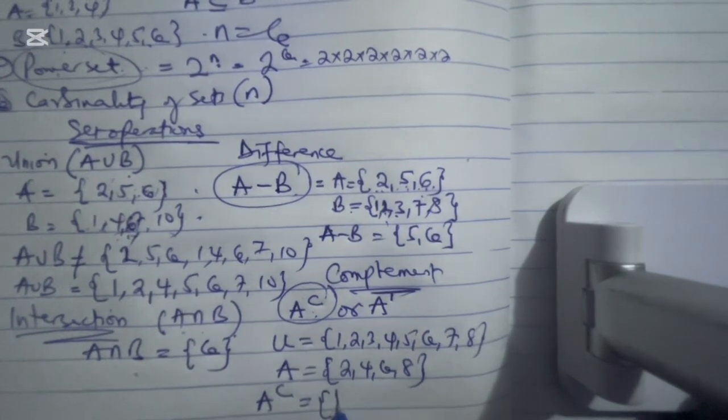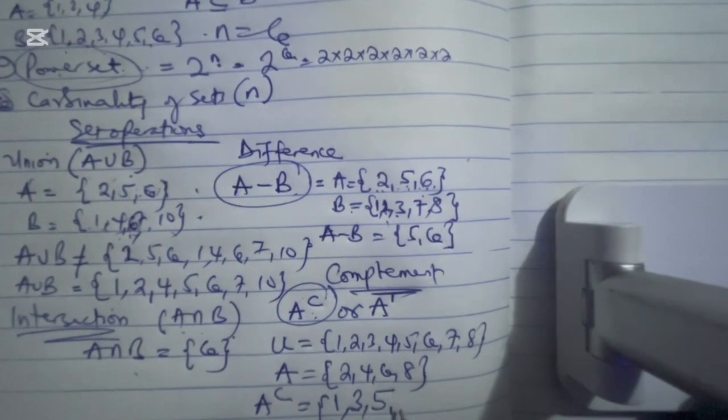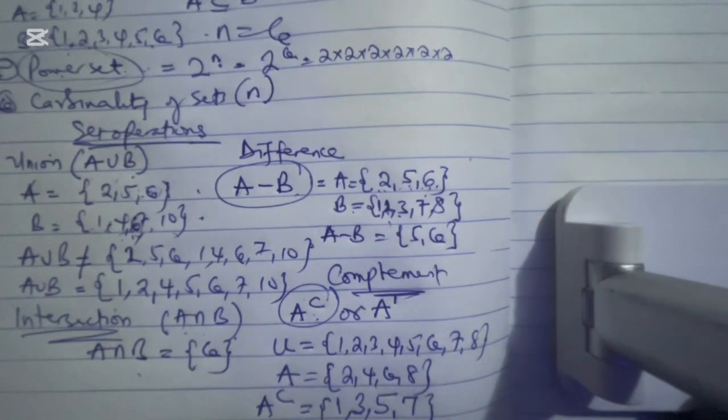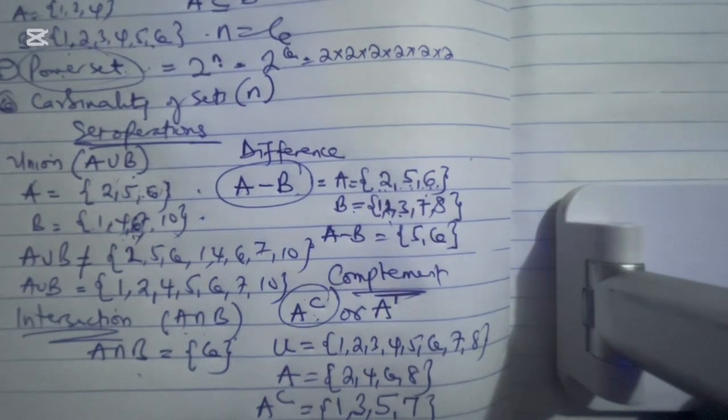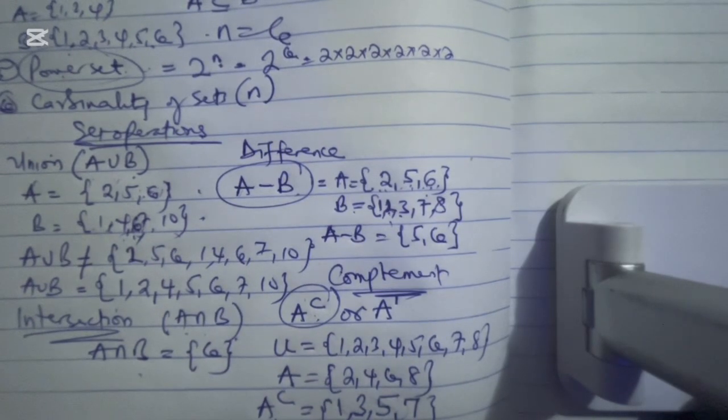Those elements are: 1 is not in A, 3 is not in A, 5 is not in A, 7 is not in A. So if you look at it very well, realize that these numbers are not in set A. That makes these values the complement of set A.